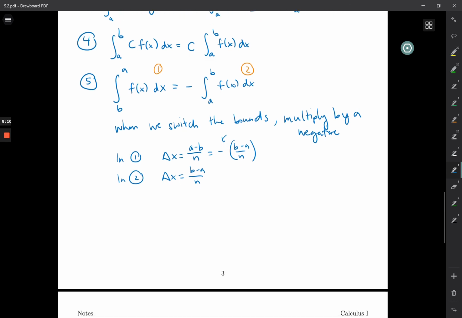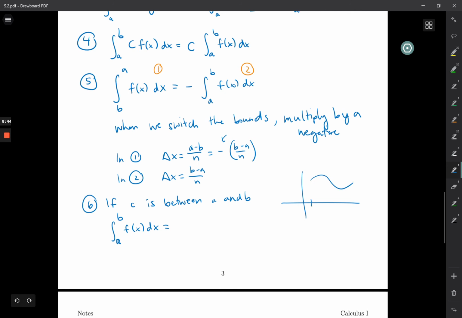And then we have one last one, which I think I can fit on this page, so the next page is unnecessary. This one is really useful, and it really helps to visualize it in order to remember this one. So if C is a number between A and B, where A and B are your endpoints of your interval, then you can think of it like this: here's our function from A to B, and C is some point in the middle.